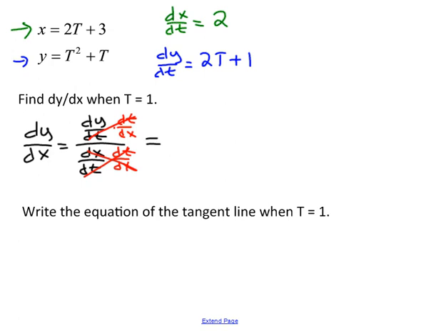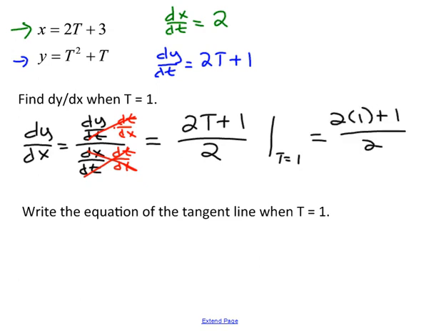What does that equal? In my case, (2t plus 1) all over 2. And I want this when t equals 1. So I'm going to evaluate that for t equals 1, and I get (2 times 1 plus 1) over 2, or 3/2. So the slope of that parametric graph when t is 1 is 3/2.